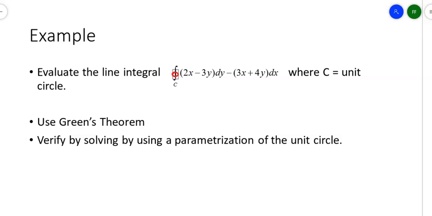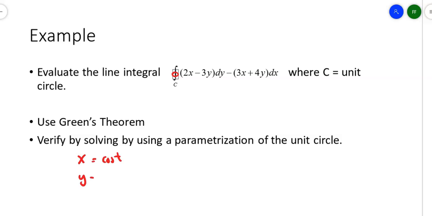We've got two options. We can use Green's theorem, or we could set up parameters based on a unit circle. Let's try with the parameters of the unit circle first, and then see if Green's theorem offers us any shorter version of this problem.